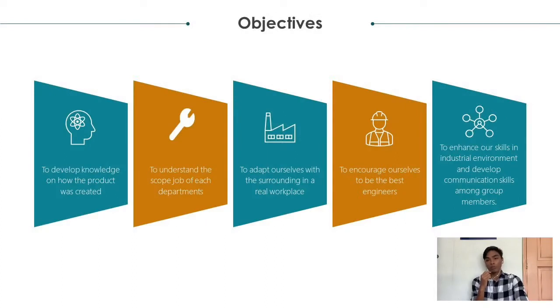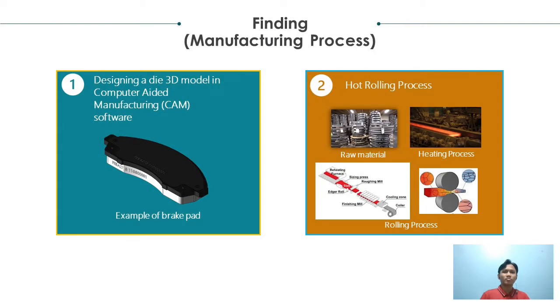Next, we move on to the objectives of our desktop research, which are to develop knowledge on how the product was created, to understand the scope of job of each department, to adapt ourselves with the surroundings in a real workplace, to encourage ourselves to be the best engineer, and lastly, to enhance our skill in industrial environment and develop communication skills among group members. That's all for me. Thank you. My name is Muhammad NURIQRAM bin NORISHAM.